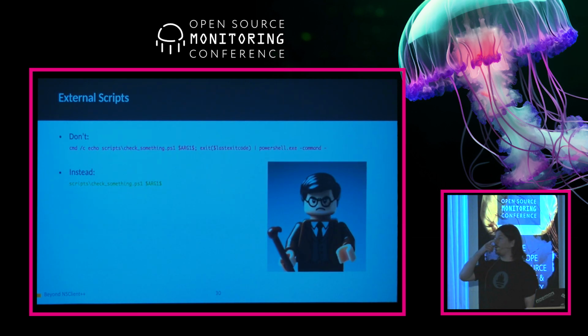What I saw a lot when looking at existing NSClient INIs is something like the first example. We first start a command, and this prints something and pipes that into a PowerShell, and then we try to extract the exit code. Don't do that. You don't have to do that. Just do it in NRPE style and enter the command, and it will work.